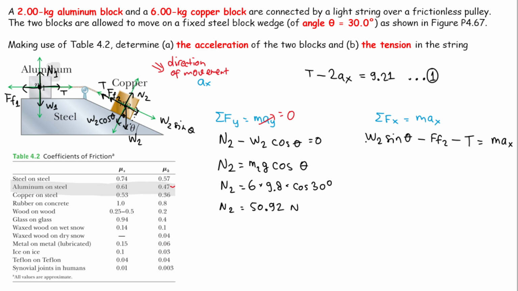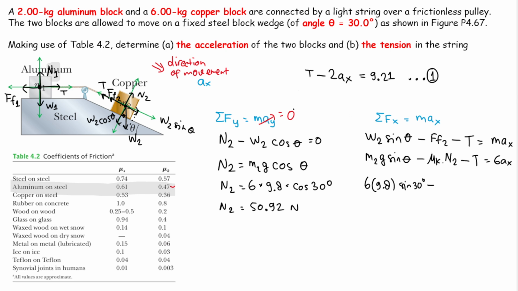Good. Now let's do some plugging here. W2 is M2G, and then we will have sine of theta. And the force of friction here is mu K times normal force. So I'll have N2. And then I will have minus T here. And then the mass here is 6 kilograms. So I'll have 6 AX. Okay, I think we can just plug in the numbers here. Mass number 2 is 6 kilograms, and then G is 9.8, and then sine of theta. So I'll have sine of 30 degrees.